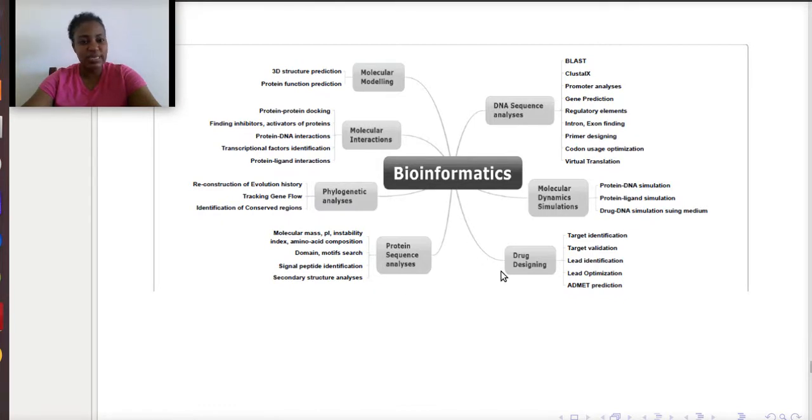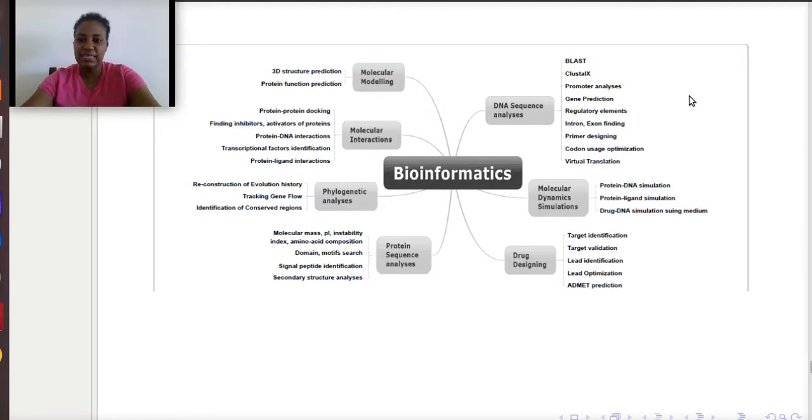When you are doing drug design, that's another application area of bioinformatics. You need to identify the targets. How do you validate the target? Lead identification, lead optimization, and the prediction. So you see these terms of application areas directly identify that a data scientist is working in bioinformatics.